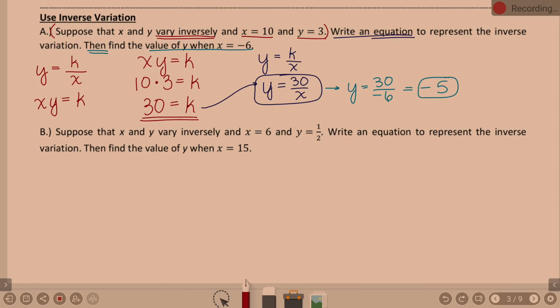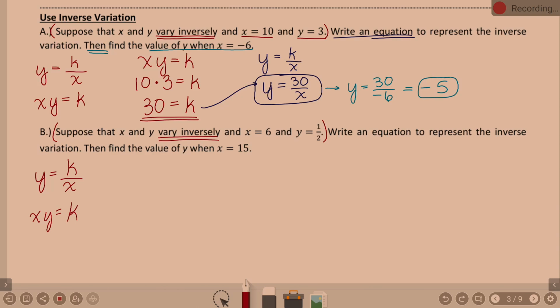Suppose that x and y vary inversely, and x is 6, y is 1/2. Write an equation to represent the inverse variation, then find the value of y when x equals 15. Okay, what did you spot in this first sentence? Varies inversely. So go to the top of your page and say, okay, that means I can use y equals k over x, or xy equals k. And on this first equation, I kind of used both, didn't I? You can use what you want, but I kind of used both.